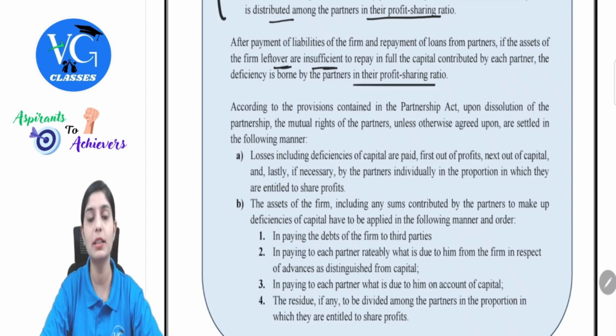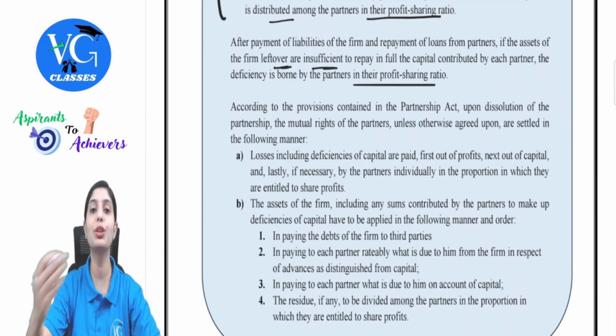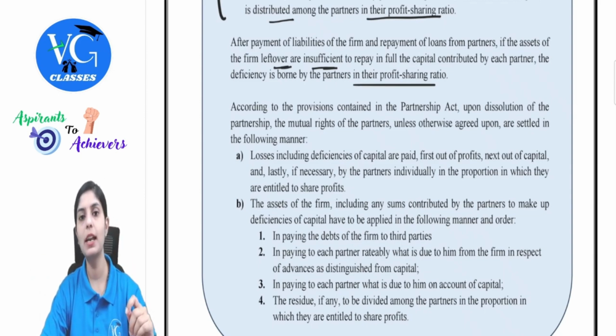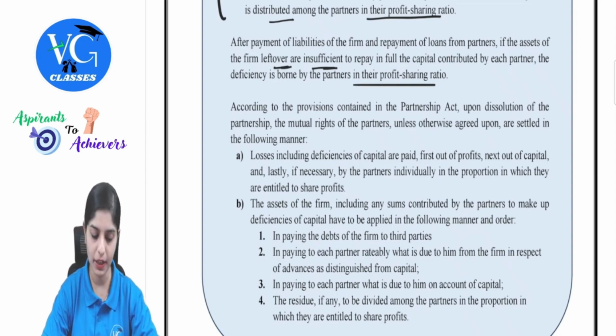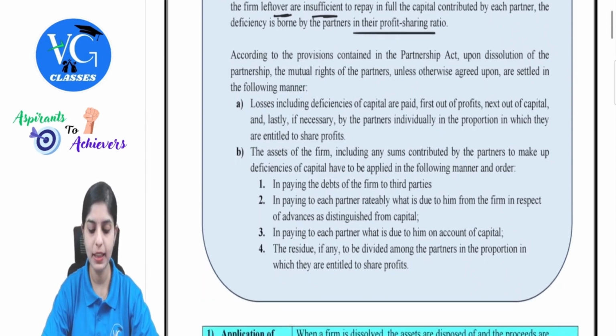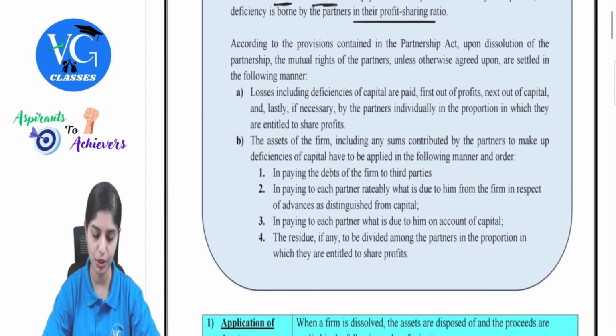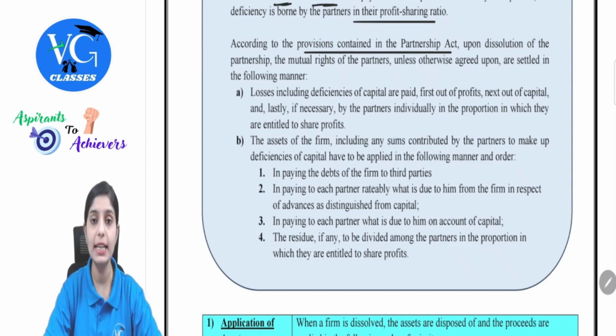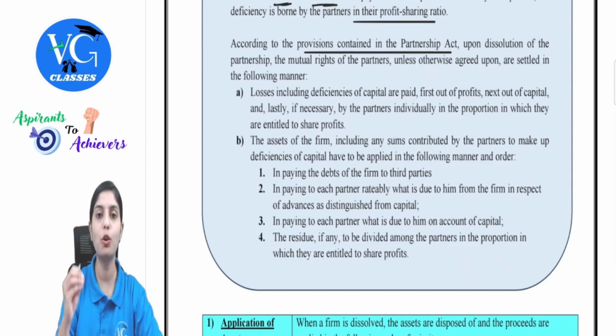Deficiency here means the amount available from the assets realized is falling short of the dues which are to be settled by the firm. If this is the case, and the other partners have some excess balance, the deficiency would be dealt with by them in their profit sharing ratio. This particular para is just giving you overview points, guys. Further, according to the provisions contained in the Partnership Act, upon dissolution of the partnership, what we are going to discuss is as per those provisions. The mutual rights of the partners, unless otherwise agreed upon, are settled in the following manner.